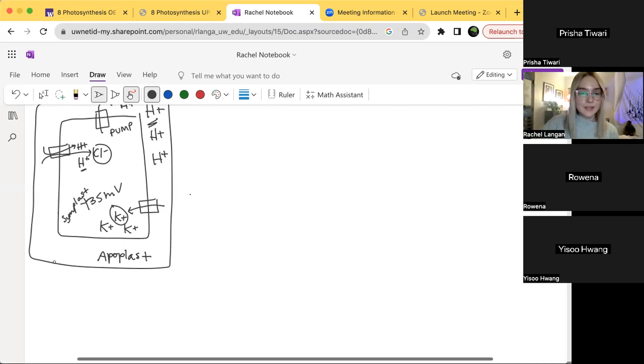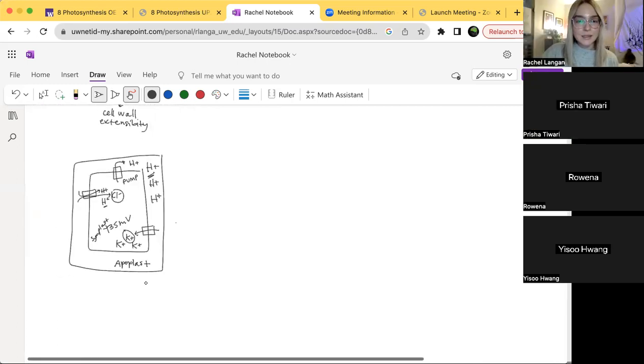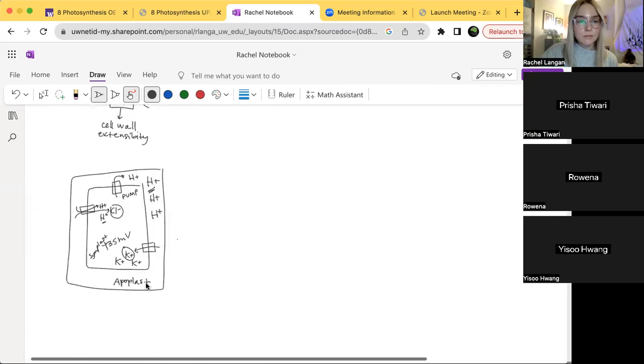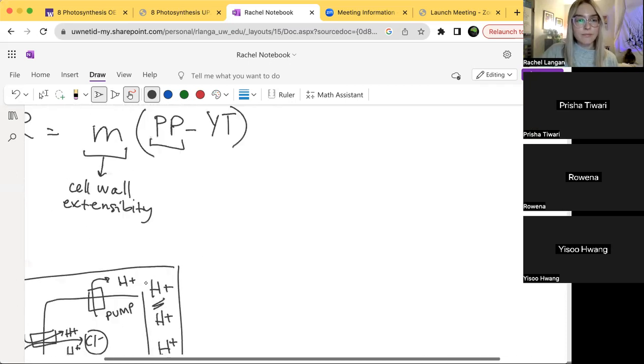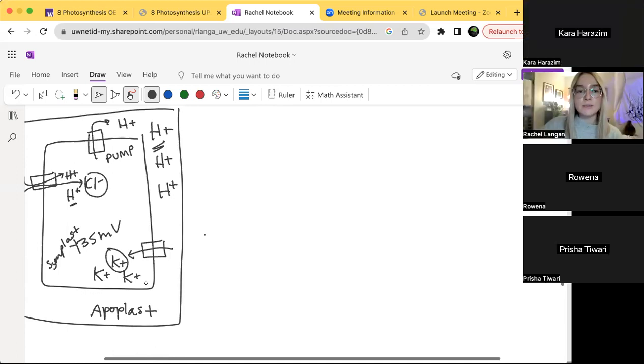Sorry, just a really quick clarification. When the H plus is leaving into the apoplast and it's hyperpolarizing, does that mean that the potassium that's entering is just slowly coming in, or how does that work? First, we get the hyperpolarization, and that activates the potassium channels to then let in more.